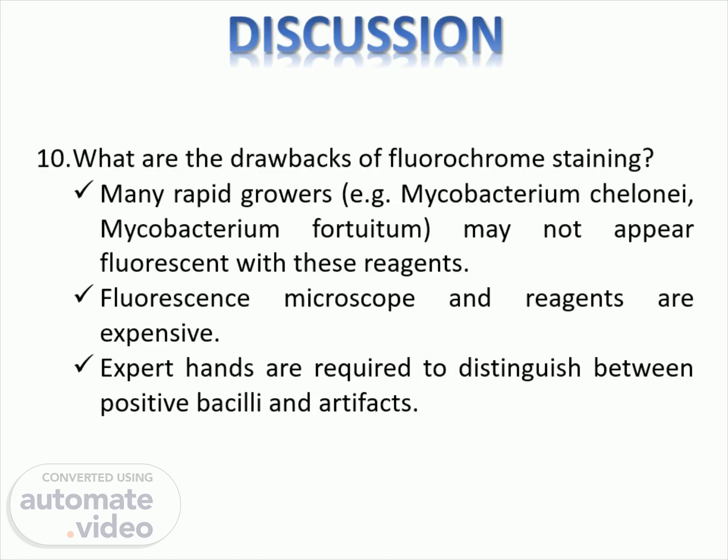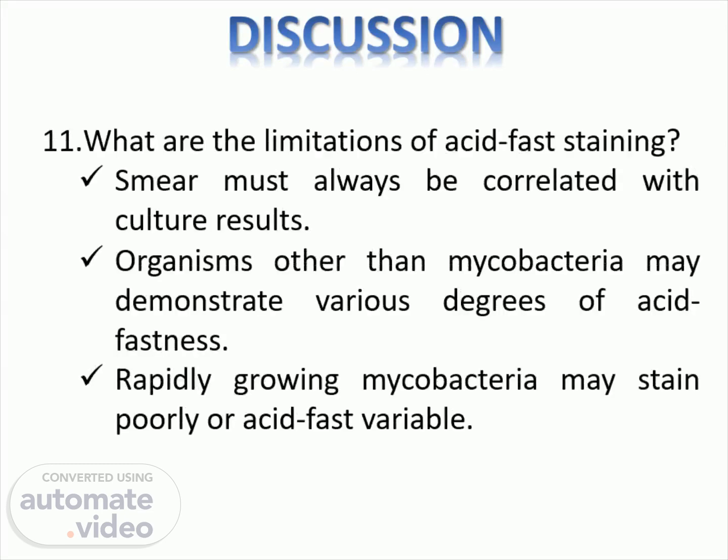Fluorescence microscope and reagents are expensive. Expert hands are required to distinguish between positive bacilli and artifacts. What are the limitations of acid-fast staining? Smear must always be correlated with culture results. Organisms other than mycobacteria may demonstrate various degrees of acid fastness. Rapidly growing mycobacteria may stain poorly or acid-fast variable.